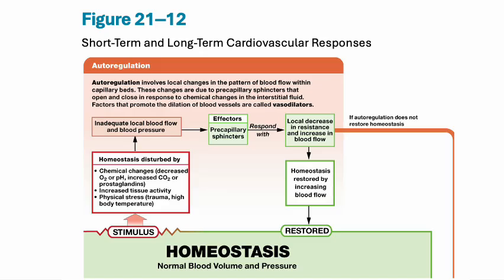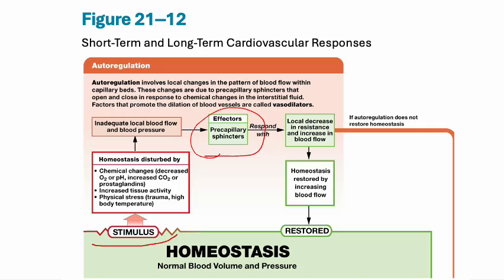Okay, so at the tissue level, we have this autoregulation that can happen, and the main effectors there are these precapillary sphincters. So stimuli can either cause them to vasoconstrict or vasodilate, and the dilation is going to reduce the resistance to blood flow, and constriction is going to increase the resistance to blood flow.